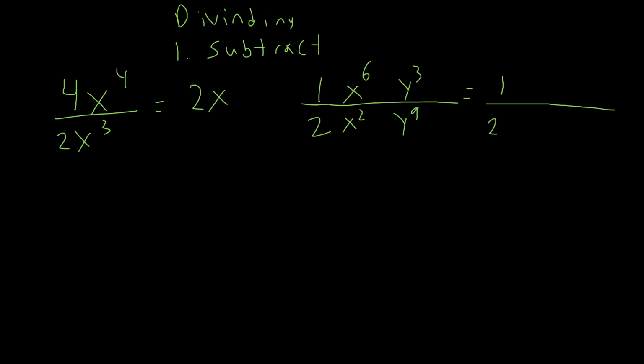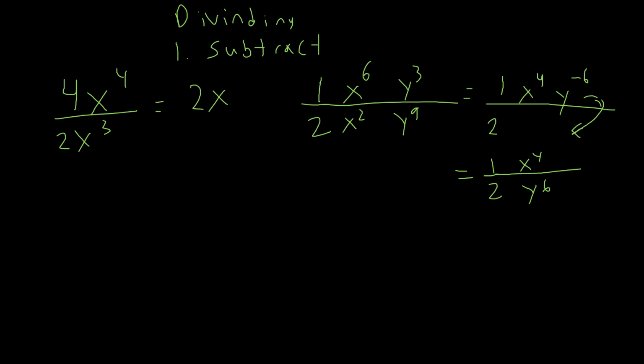6 minus 2 is 4. And then y, 3 minus 9 is going to be negative 6. In terms of exponents, they can never be negative. And if they're negative, they're going to flip over to the opposite side, like this. So the final answer would be 1/2 x to the fourth, y to the sixth.